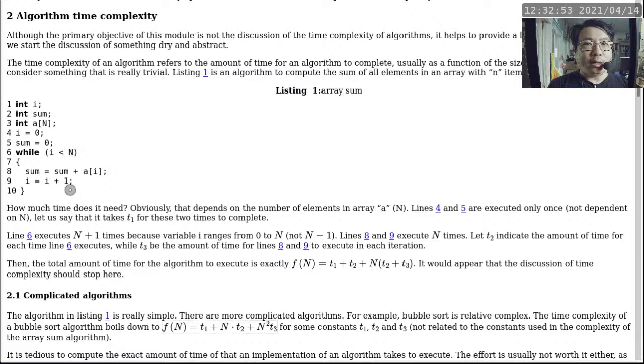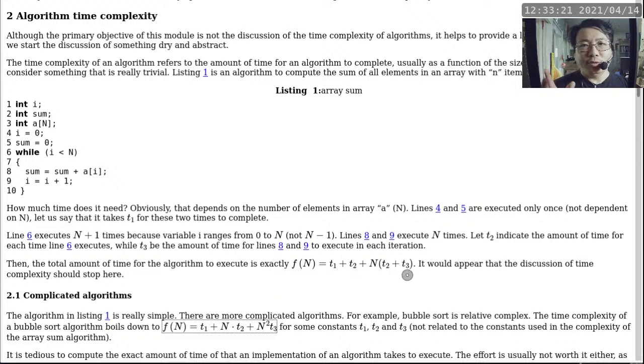So when you compare the number of times that lines 8 and 9 would execute versus the number of times I is less than n is evaluated, the number of times I is less than n is evaluated is going to be one more than the number of times that line 8 and line 9 need to execute, which is just the number of elements in the array. So this is an exact number, okay?